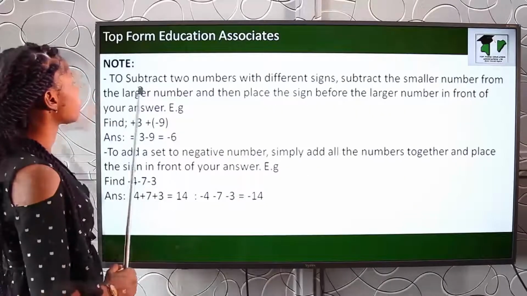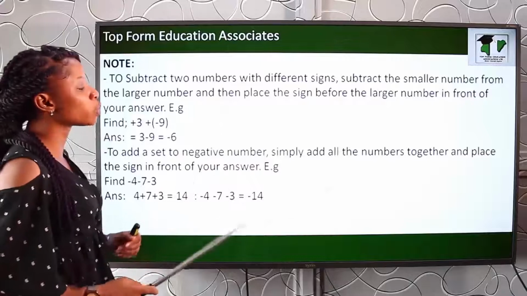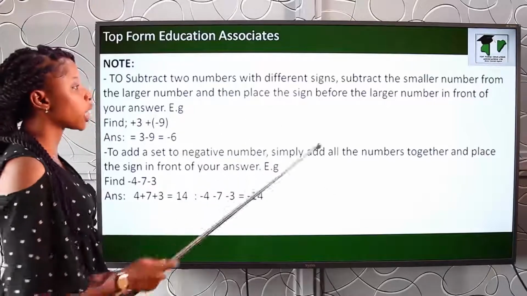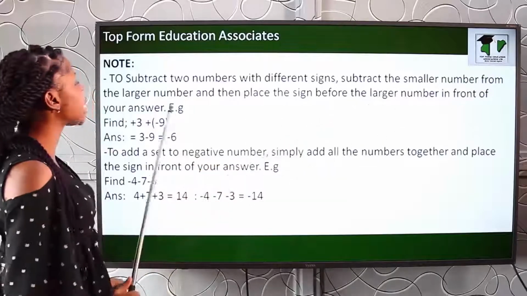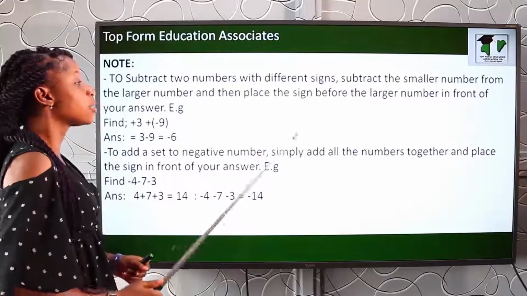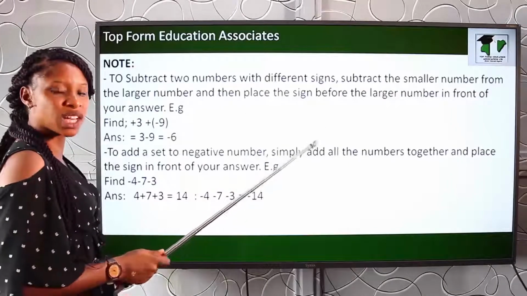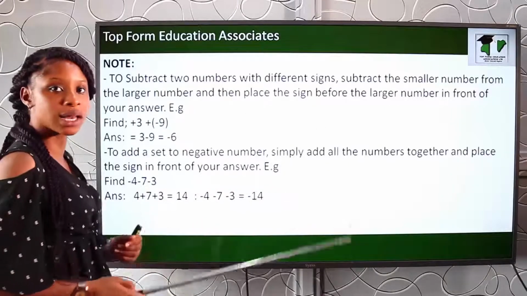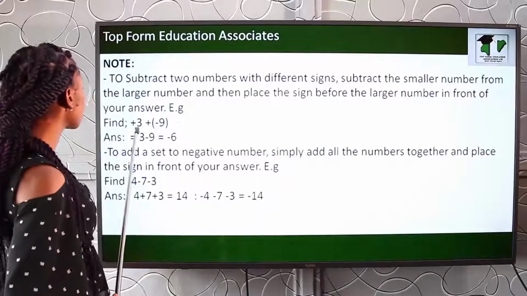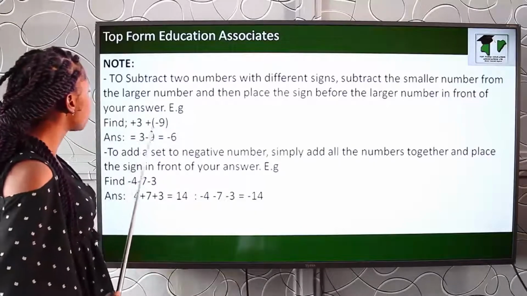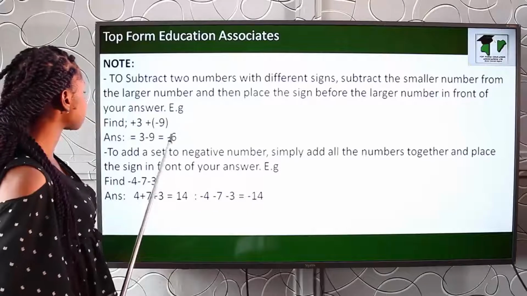Now note, to subtract two numbers with two different signs, subtract the smaller number from the larger number and then place the sign before the larger number in front of your answer. Let's look at this example. Okay, find plus 3 plus minus 9.